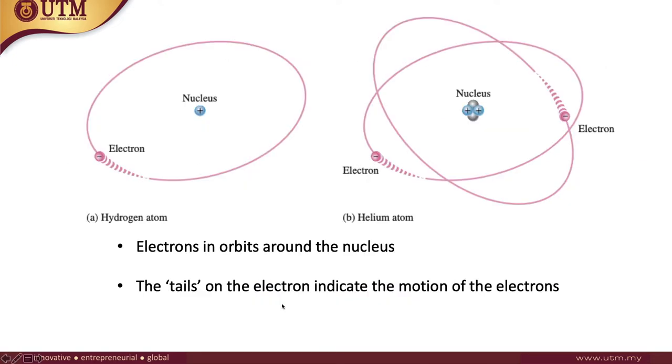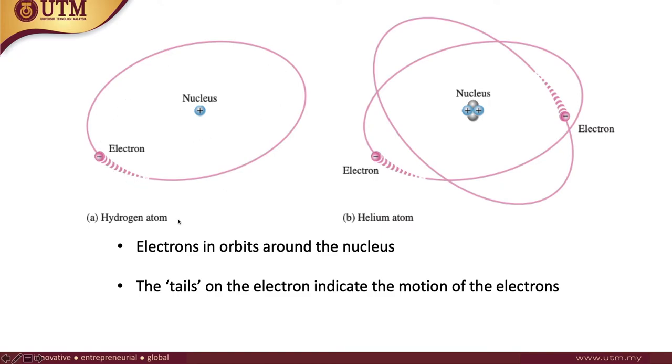So these are examples of the Bohr model for the hydrogen atom and the helium atom. The hydrogen atom has atomic number one, so it has one electron and one proton. For helium, the atomic number is 2, so it contains 2 electrons and 2 protons. The electrons are in orbits around the nucleus.